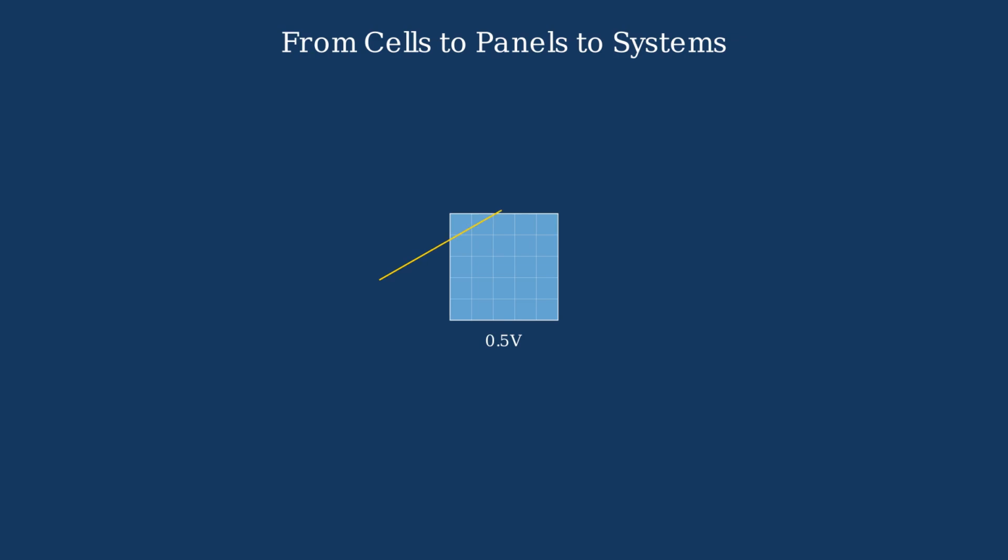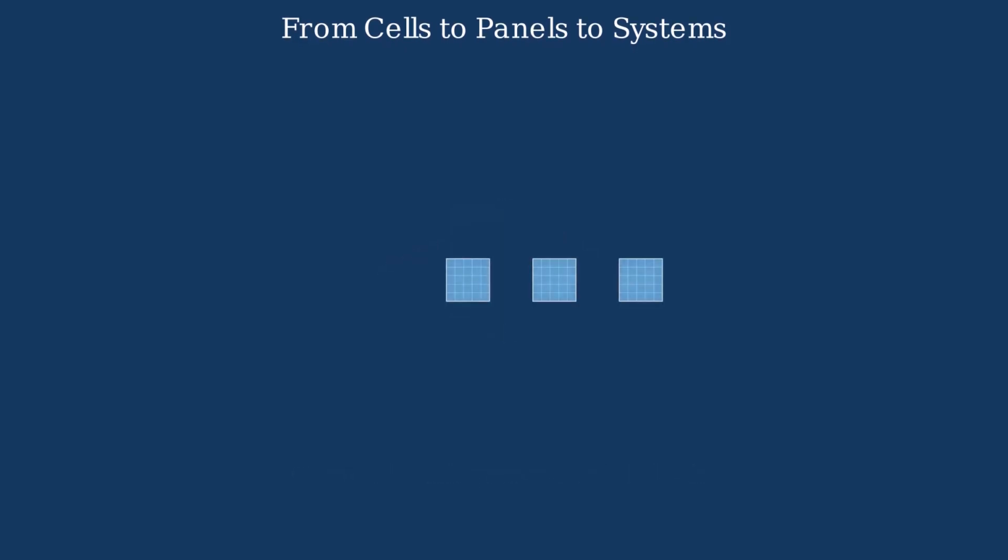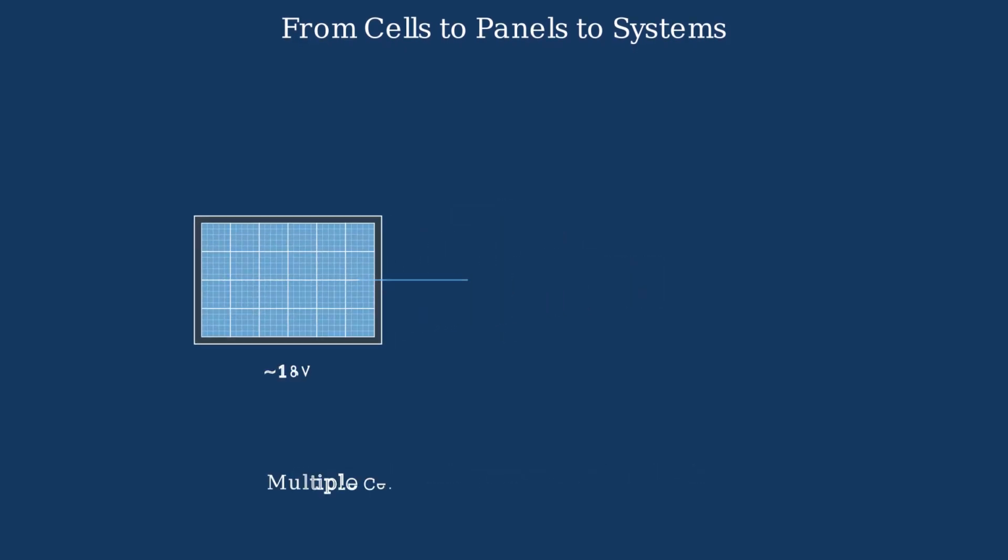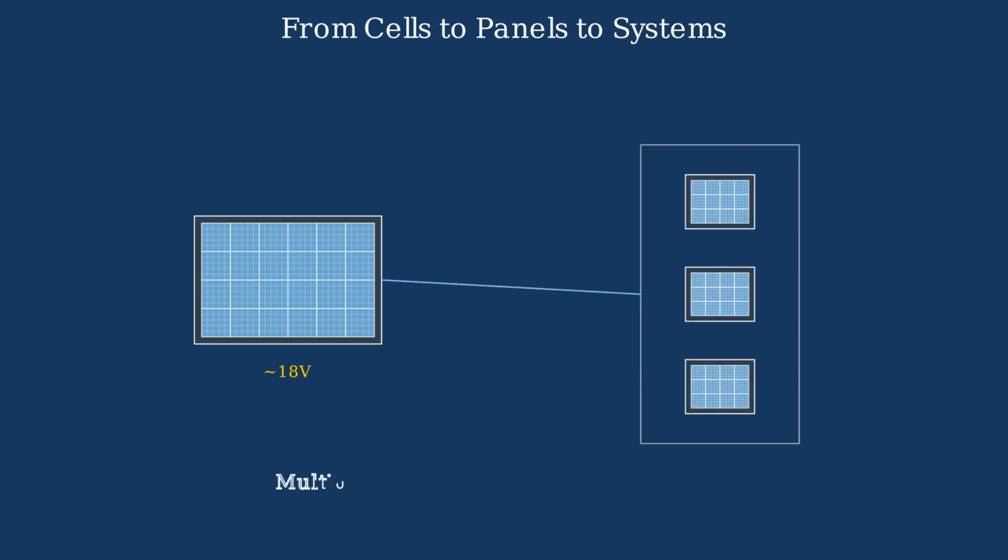Individual solar cells typically produce only about 0.5 volts of electricity. To generate usable power, many cells are wired together into panels. And multiple panels form arrays. These arrays increase the total power output of the system.